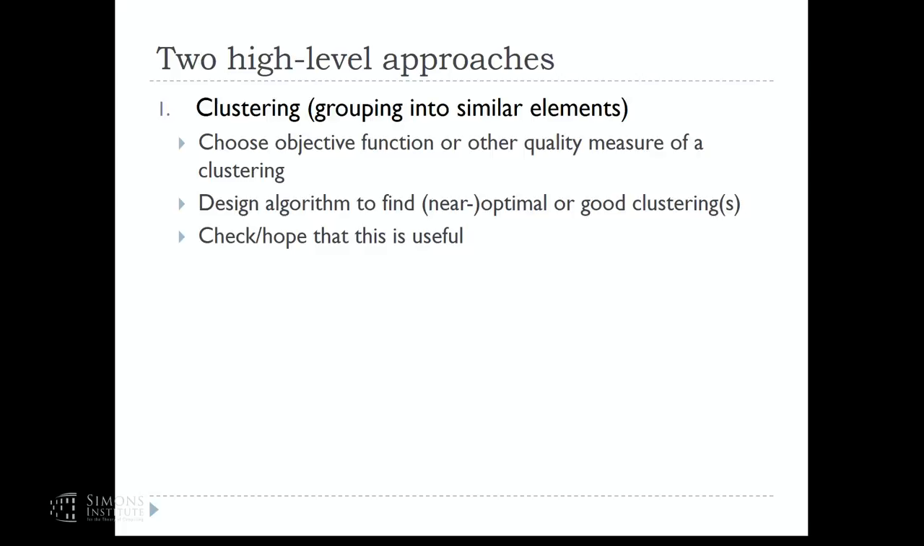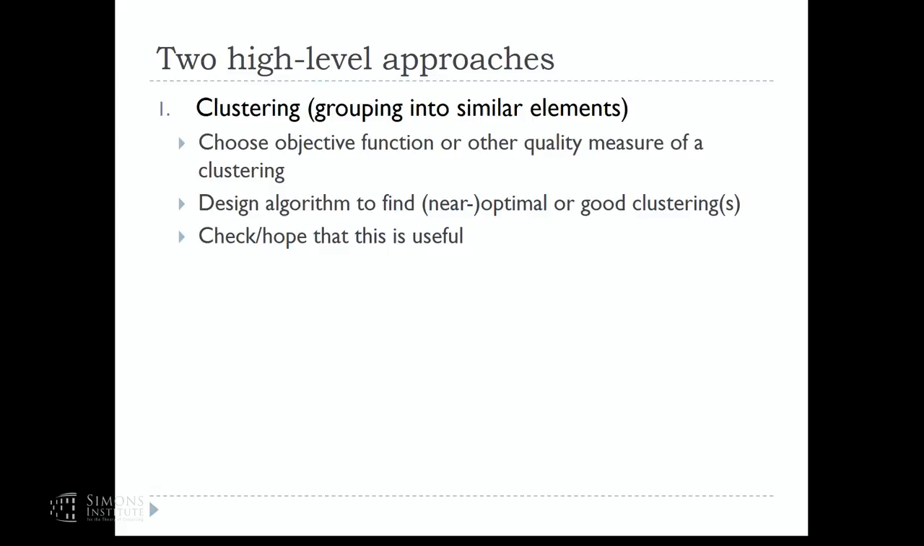Yeah. And there are basically two high-level approaches to unsupervised learning. There's clustering. You want to take your data and group it into similar things, where the groups are dissimilar from each other. For the high-level approaches that have gone into play or been analyzed, you pick an objective function or some other quality measure and try to optimize it.